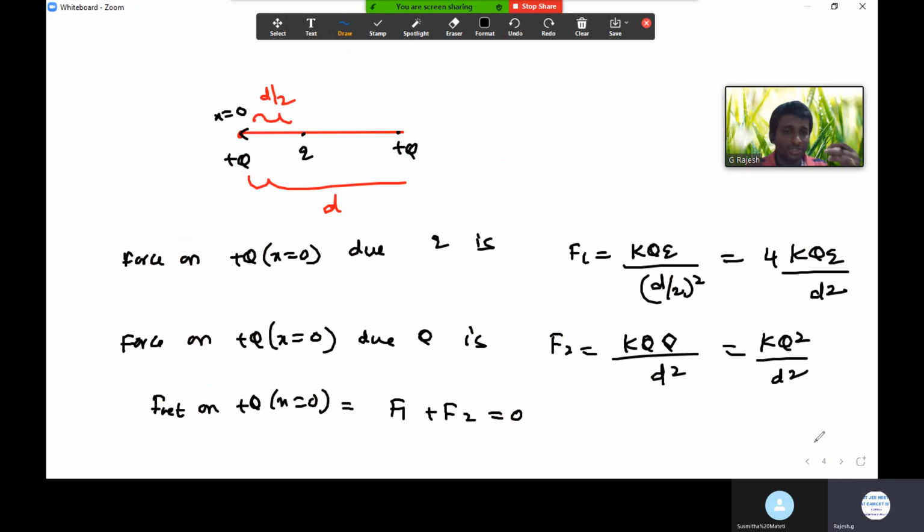So I solved the forces separately and I calculated the net force using the superposition principle. Today I'm stopping.